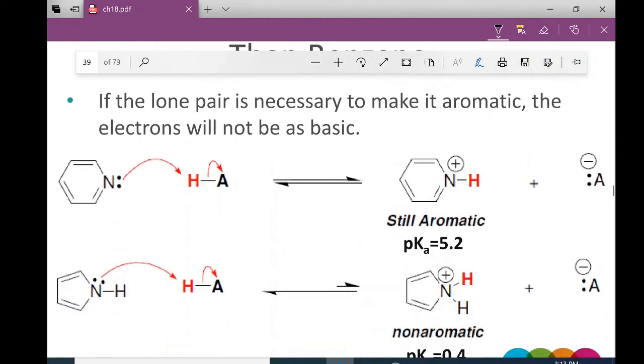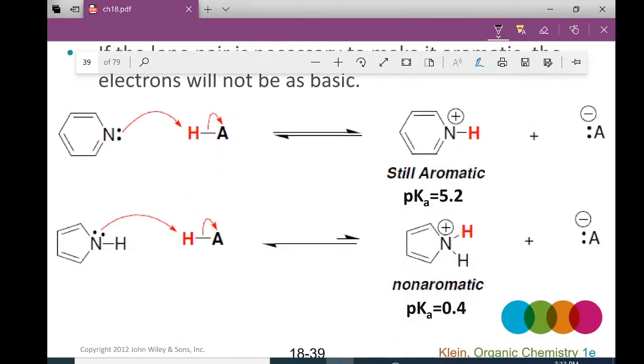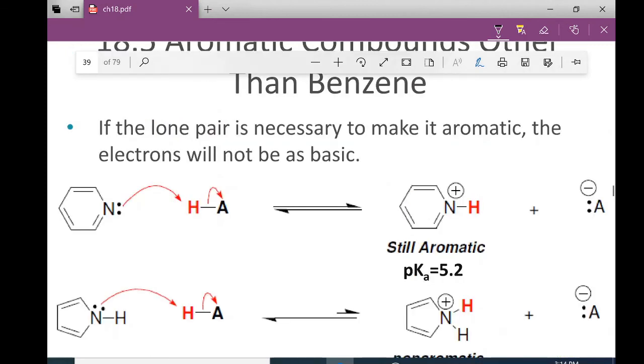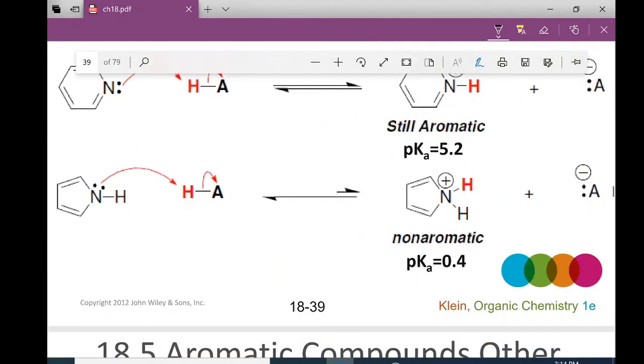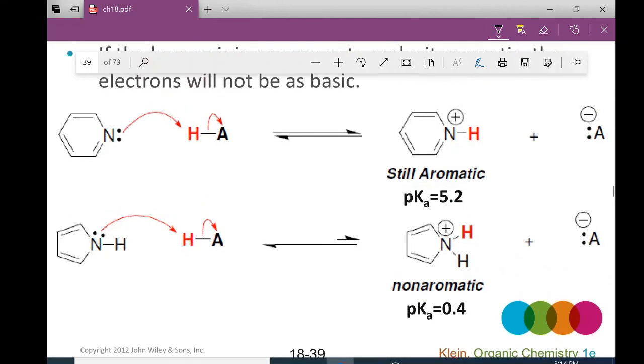So let's see what that looks like. If the nitrogen in pyridine picks up a hydrogen, we get this species here that's positively charged. It actually is still aromatic. But for example here, if pyrrole picks up a hydrogen, then it becomes non-aromatic because it loses the aromaticity. So pyridine can pick up a hydrogen and still be aromatic, whereas pyrrole picks up a hydrogen and loses its aromaticity. So that's going to affect the pKa. The pKa of pyridine is actually 5.2 and pyrrole is 0.4.